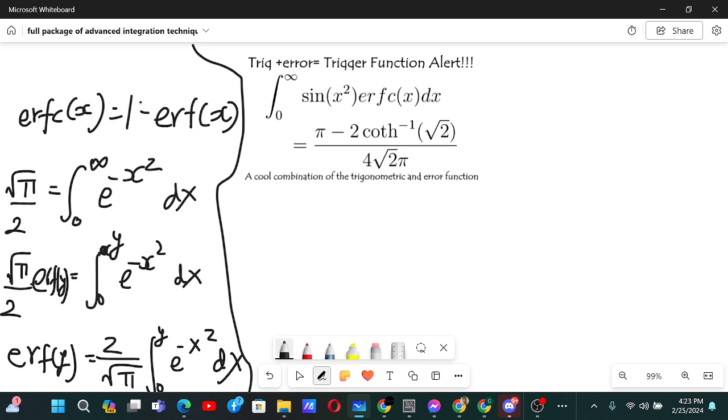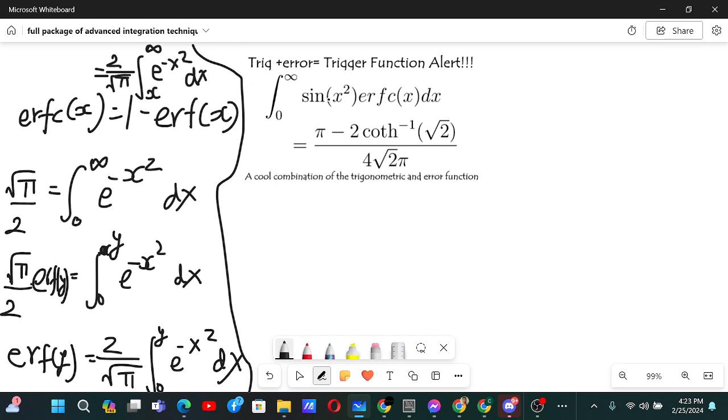That means if we do 1 minus this, we will just get 2 by root pi, sorry, not 2 by pi, it's 2 by root pi, times the integral from x to infinity of e to the power minus x squared dx. Okay, so now you have these definitions and we are good to begin.